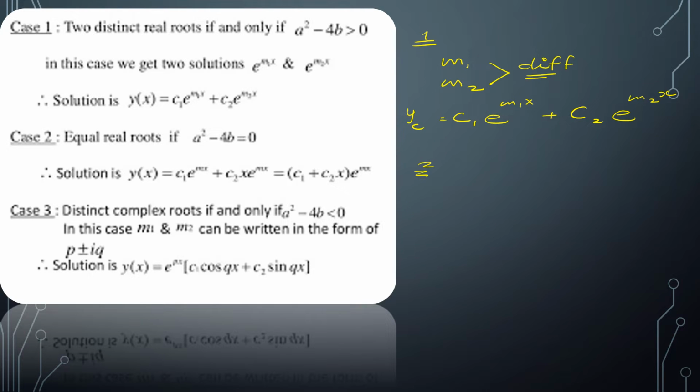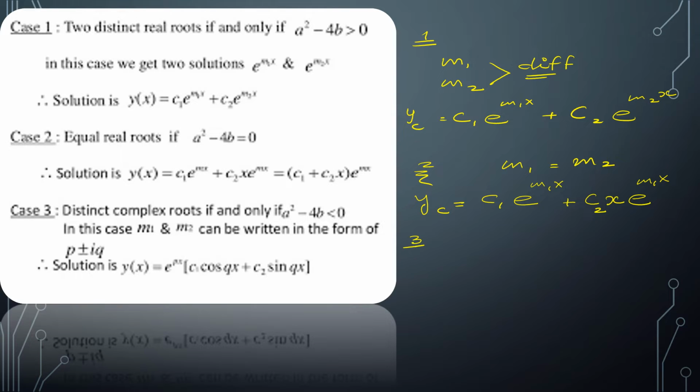Now in case number 2, if m1 and m2 are the same, it means the factor has a multiplicity of 2, then you can write y complementary equals c1 e to the power m1x plus c2x e to the power m1x. Why am I writing m1 both times? Because they are both the same.